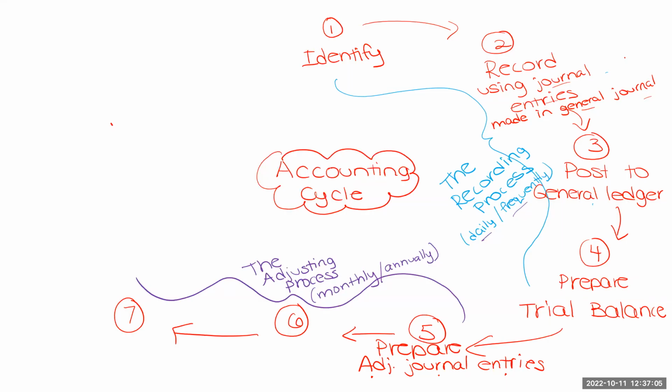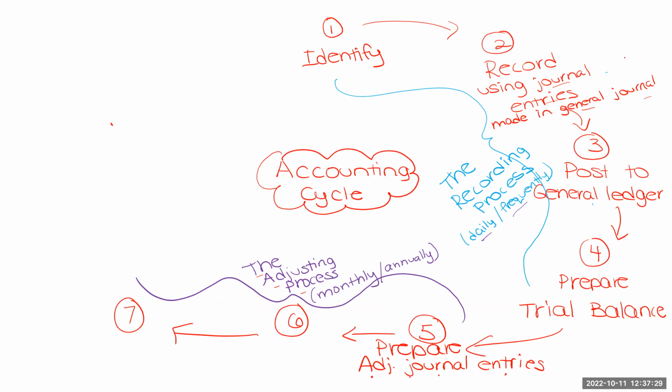All right, welcome back. So in this video, we are going to finish up the steps in the adjusting process. Okay, so the adjusting process is made up of 3 steps. We've covered the first one already, which is to prepare adjusting journal entries. We talked about what they are, when they occur, and did examples of the 5 types of adjusting journal entries.